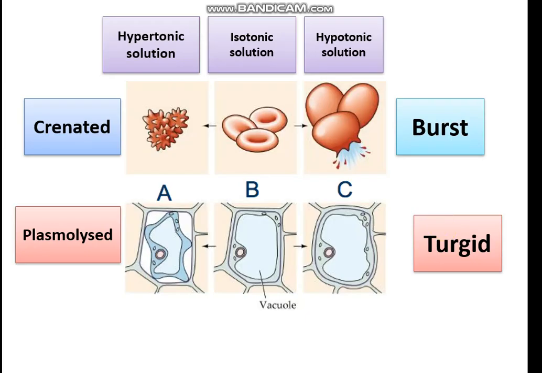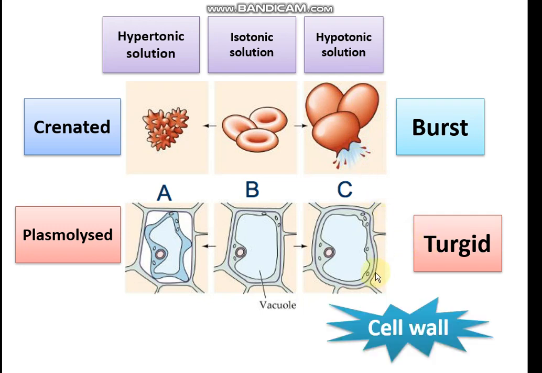Now this is a quick comparison of osmosis in plant and animal cells. In the case of an isotonic solution, the cell will stay the same, while in hypertonic solutions, animal cells will be crenated while plant cells will be plasmolysed. In hypotonic conditions, your animal cell will burst, while the plant cells will become turgid. Why? Because they do have a cell wall which protects them from bursting.